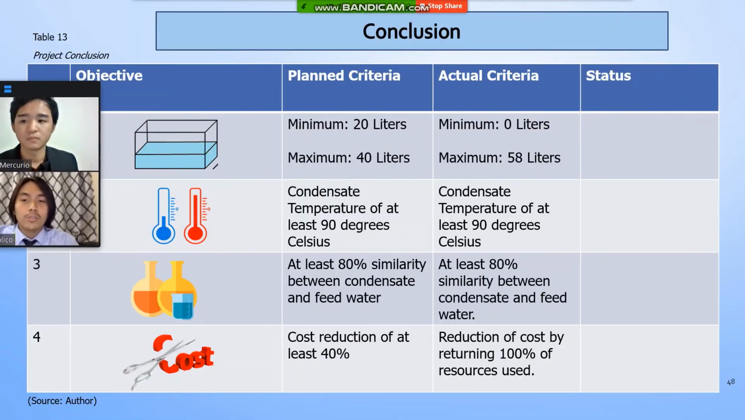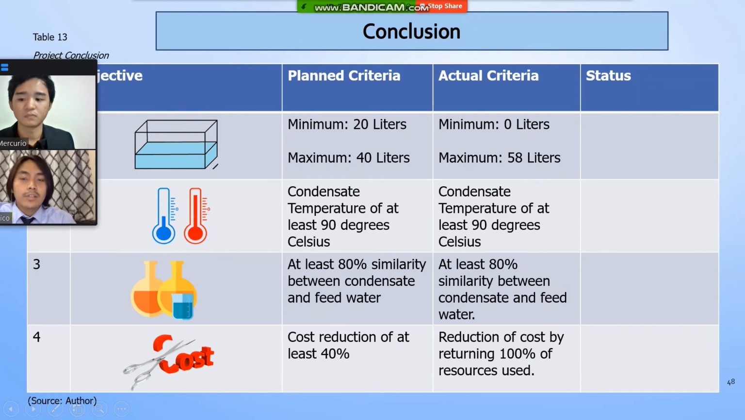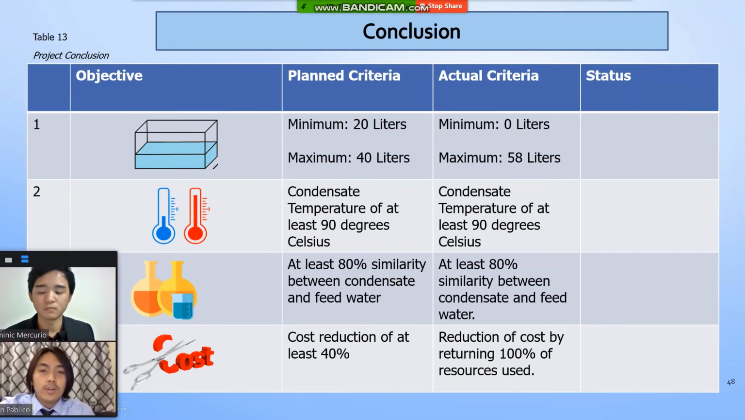Moving on to our conclusion, we compare the planned criteria to the actual criteria. Our first objective was to keep the condensate at a specific level, and our plan is to keep it between 20 to 40 liters. And our actual criteria was slightly different. This is because the pump that we chose for this design has a much larger volumetric flow than the incoming condensate water, where if the level exceeds 58 liters, the pump will operate, and if the level reaches 0 liters, the pump will shut off.